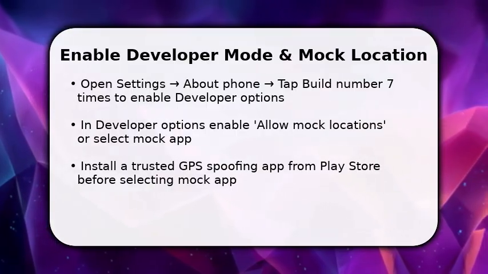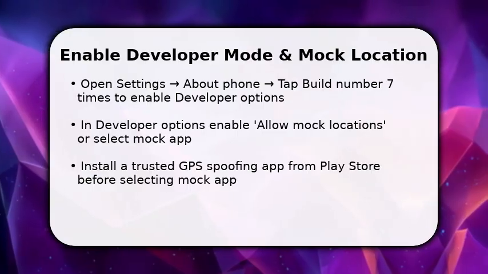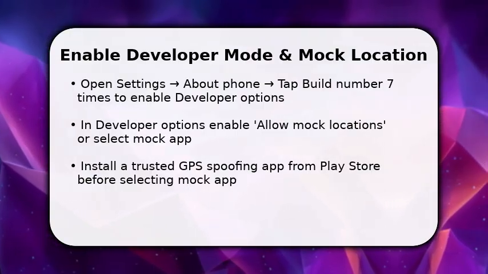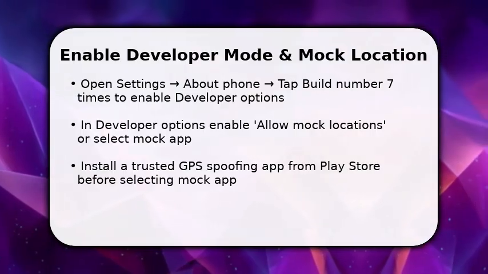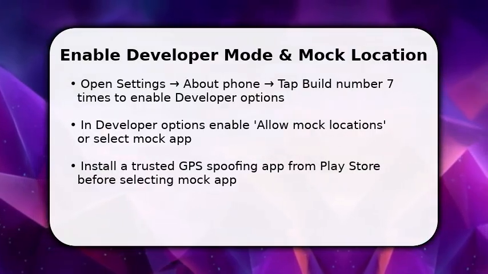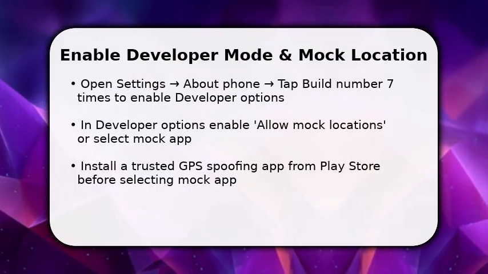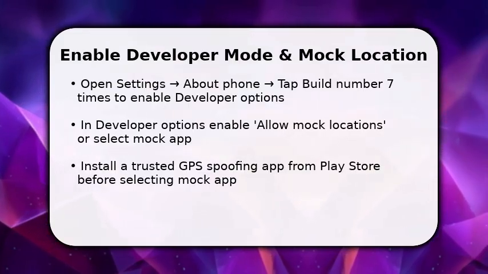You must have a GPS spoofing app installed from the Play Store first, so install one now. This gives the app permission to inject location data. Without it, Android will ignore spoofed coordinates. Make sure you pick a reputable app to avoid security risks.